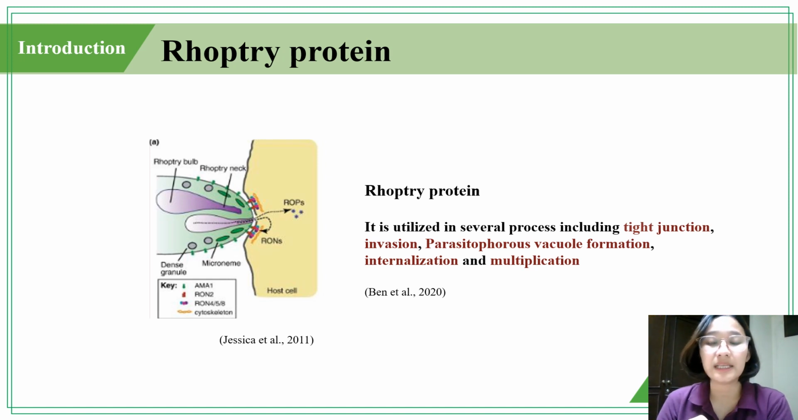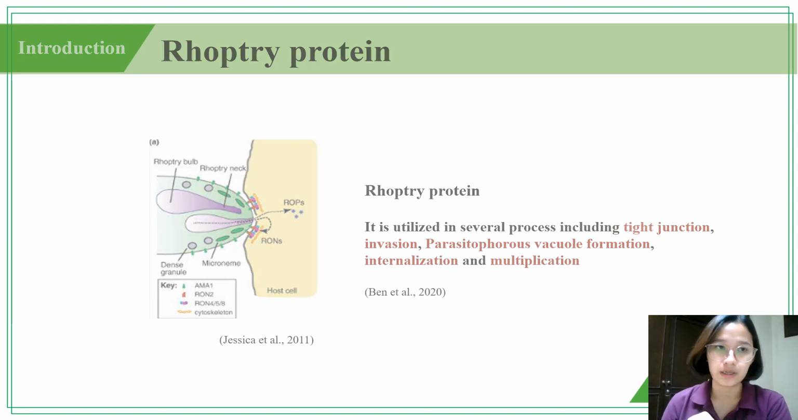I will wrap up a little bit about the rhoptry protein. It is a vital protein for the whole invasion process of B. canis vogeli, for example, in the tight junction step, in the invasion step, or even the multiplication.